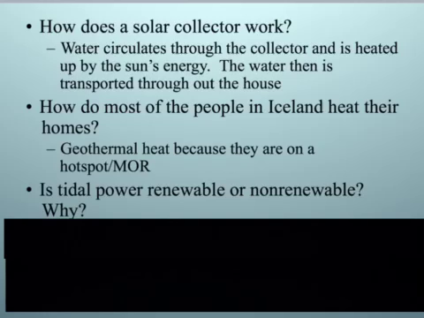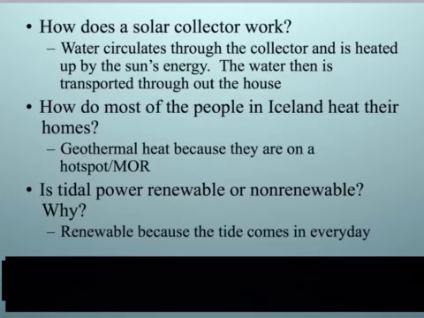Last question: is tidal power renewable or non-renewable? Why? Tidal power is renewable because the tide comes in every day.